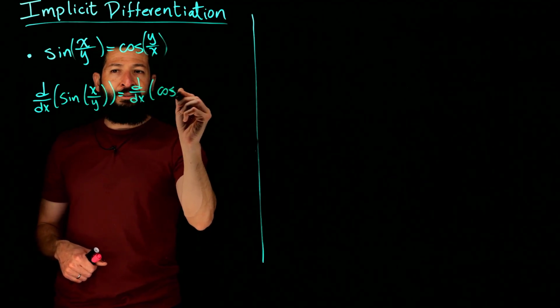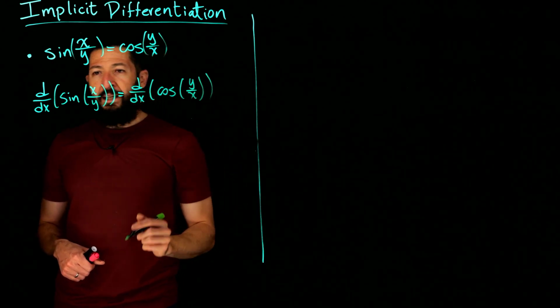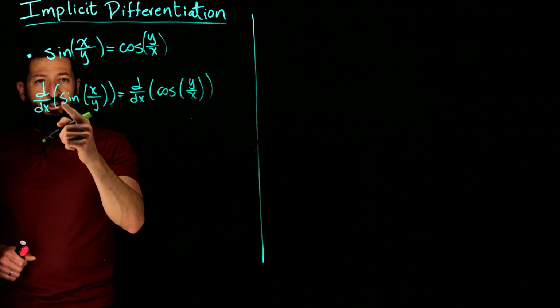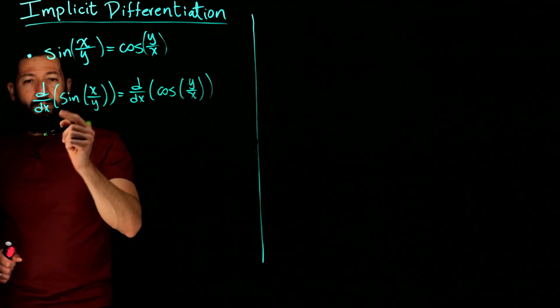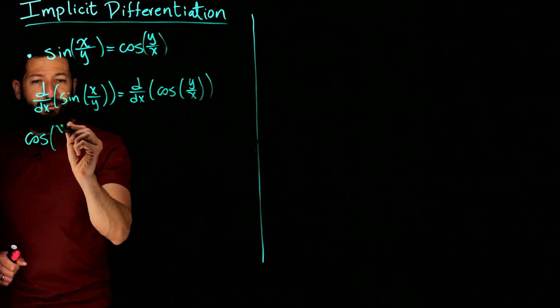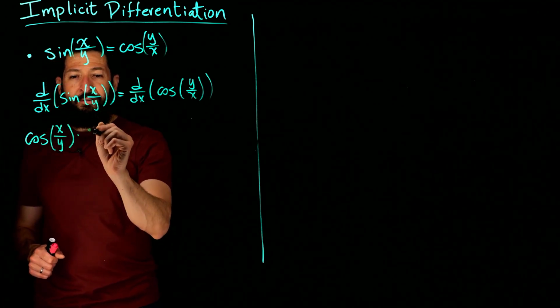Derivative on both sides. And so what do we do now? Well, we take our derivative using chain rule. So the derivative of the left-hand side is going to be: derivative of the sine is going to be cosine. We're going to leave x over y, that's going to remain there, times the derivative of the inside.